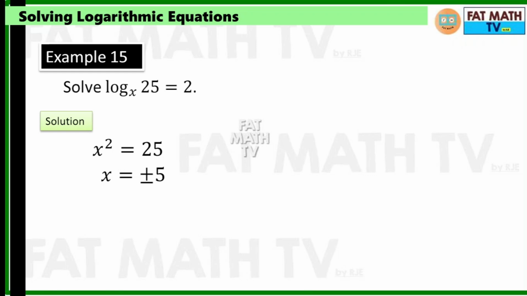But a base of negative 5, our x here is a base, and base is restricted to be positive and not equal to 1, so negative 5 is not allowed here. So the only answer is x equals 5.